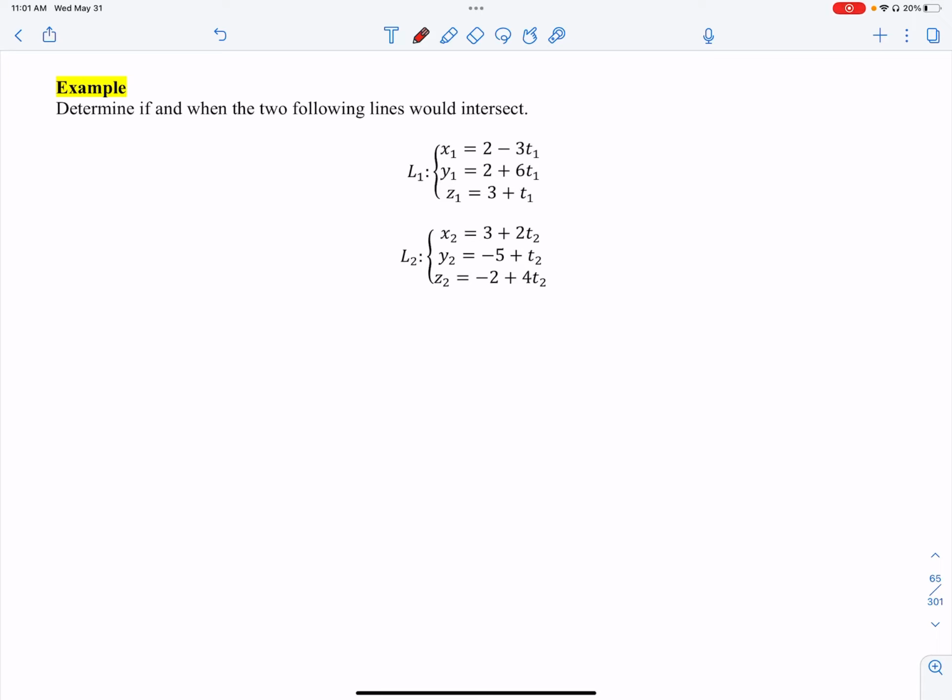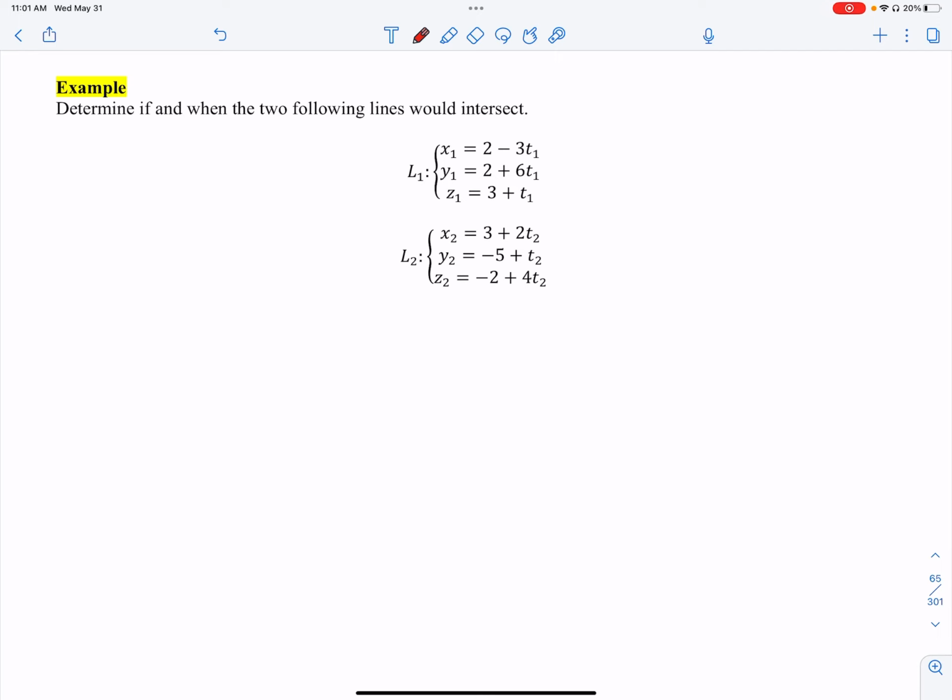In this video, we'll continue our discussions of lines in 3-space. In the next two examples, we'll look to find intersections of lines if they intersect. All right, so determine if and when they intersect. The first thing I need to do for myself, I always check it because I forget to, is we're checking to see if they are parallel.